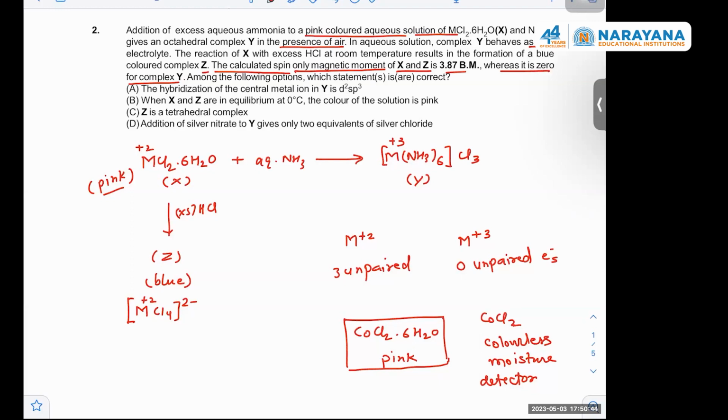Okay. It is in solid state, it is blue. So it is asking like, COCl2 actual color is blue, but whenever it is with the water, it converts into pink. Yes. COCl2 solid is blue. It is also blue.